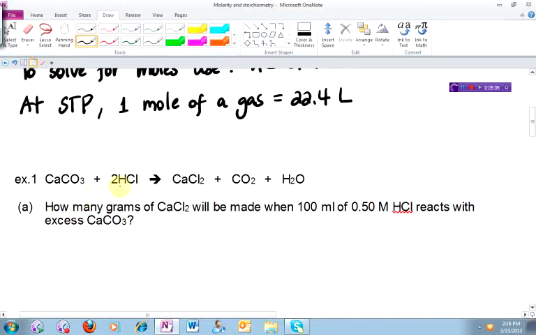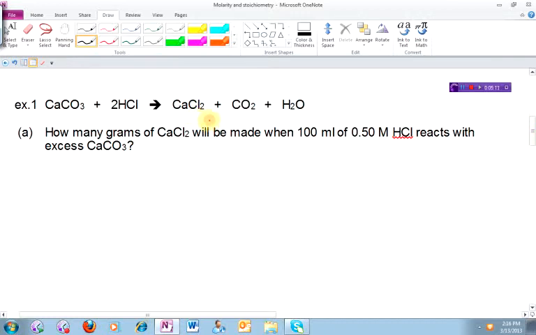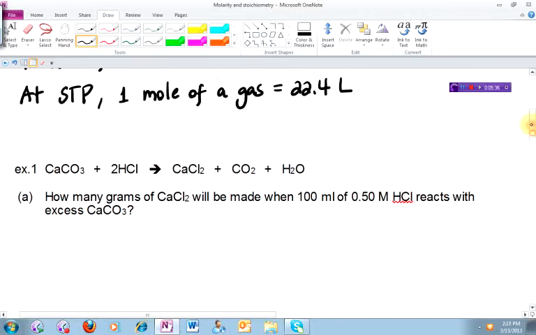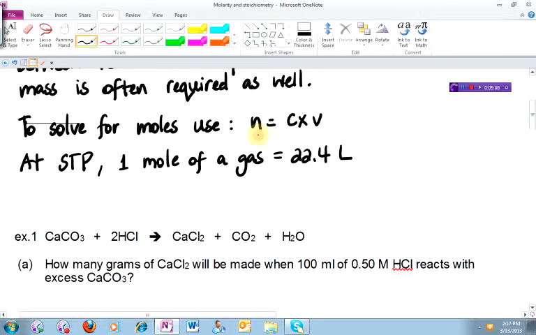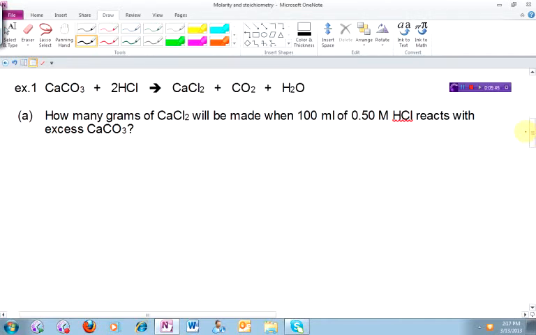So we have calcium carbonate and hydrochloric acid as reactants. We're mixing them together and we're producing calcium chloride, carbon dioxide, and water. We want to know in this particular question how many grams of calcium chloride, so this product, will be made when we have 100 milliliters of a 0.5 molar HCl, hydrochloric acid solution, and we're reacting it with excess calcium carbonate. So you can see that we've got volume and we've got concentration. So looking back at our equation, concentration, volume, we can figure out the number of moles of hydrochloric acid. So that's our first step.